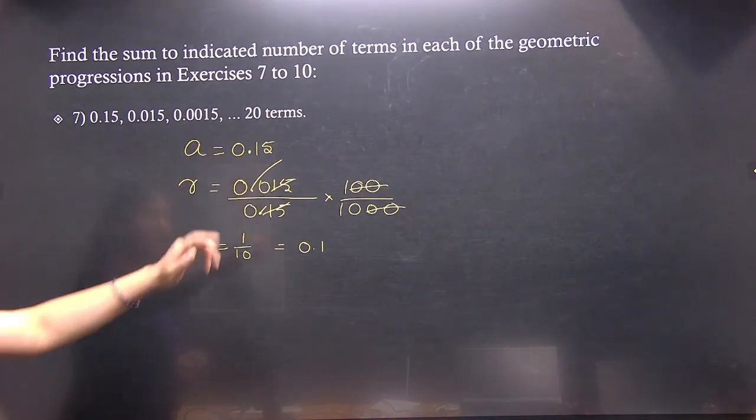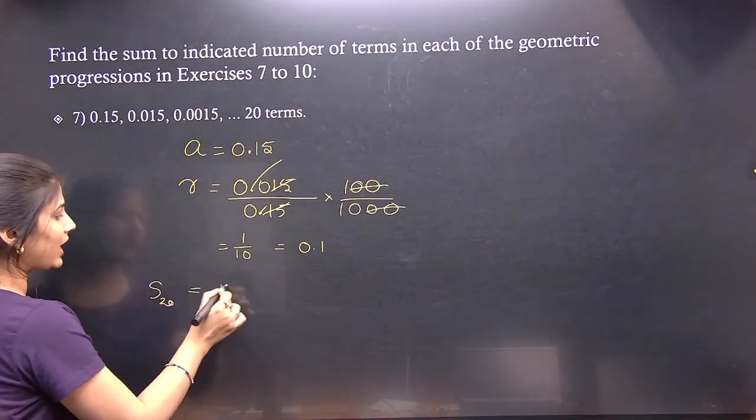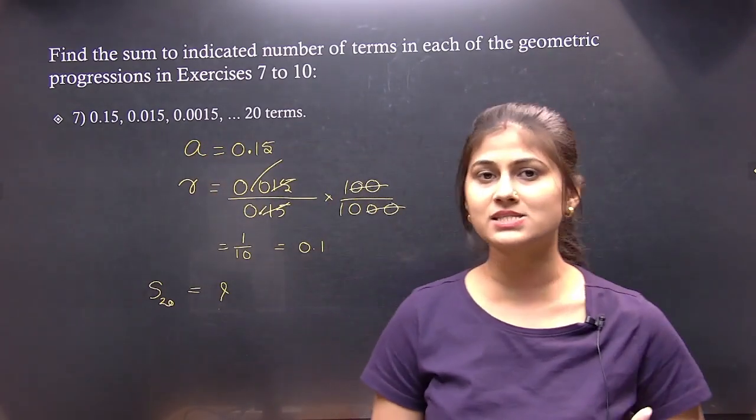Now you have to find S20. You have to find S20. Now we have the value of R which is less than 1, isn't it?